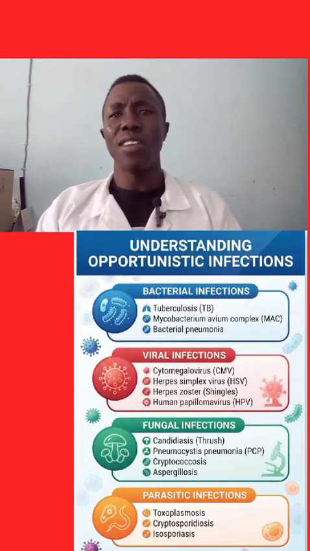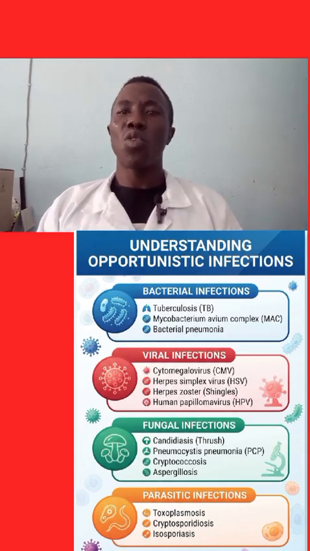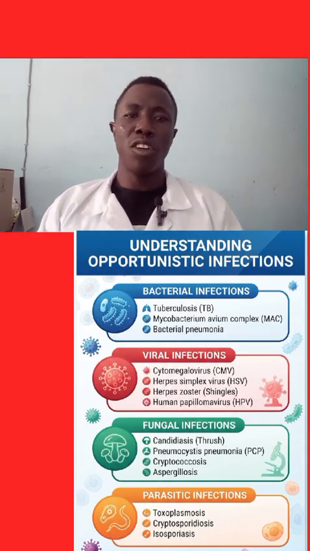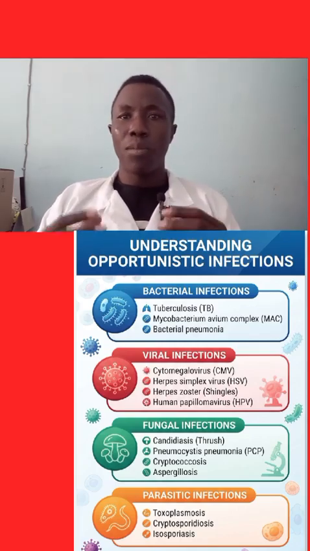Opportunistic infections are infections that are caused by microorganisms which usually do not cause harm to a healthy individual but can cause serious illness when your immune system is weakened. That means they have no ability to cause infection unless your immune system gets suppressed.